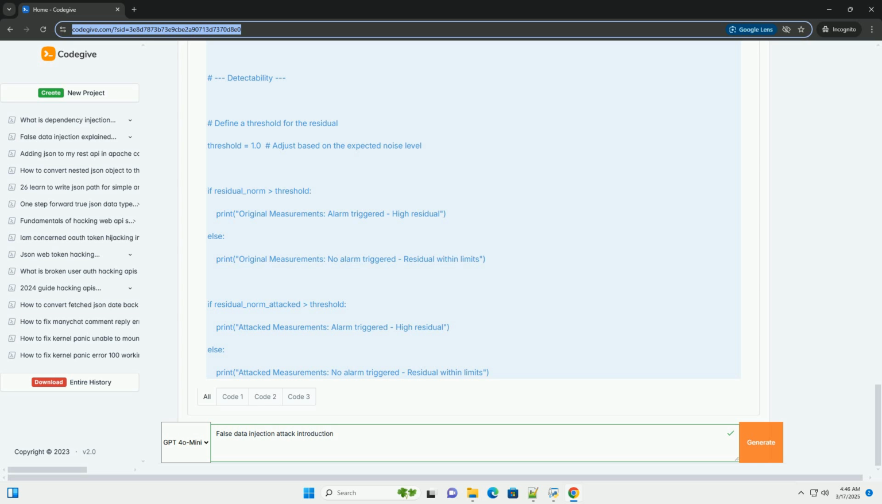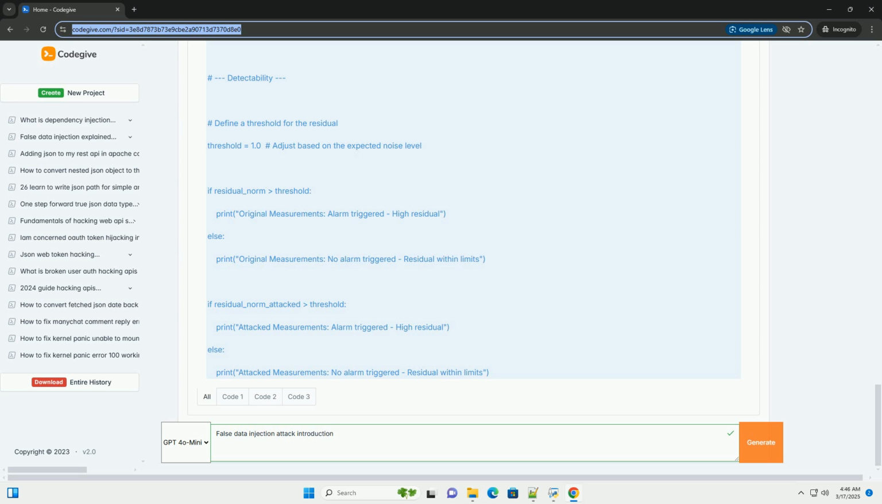2. True state and measurements: the code generates a true state vector x_true and then calculates the corresponding measurements z using the system model z = Hx + e. Gaussian noise is added to simulate realistic sensor inaccuracies. 3. State estimation: the code performs state estimation using the weighted least squares method. It calculates the state estimate x_hat and the residual r.